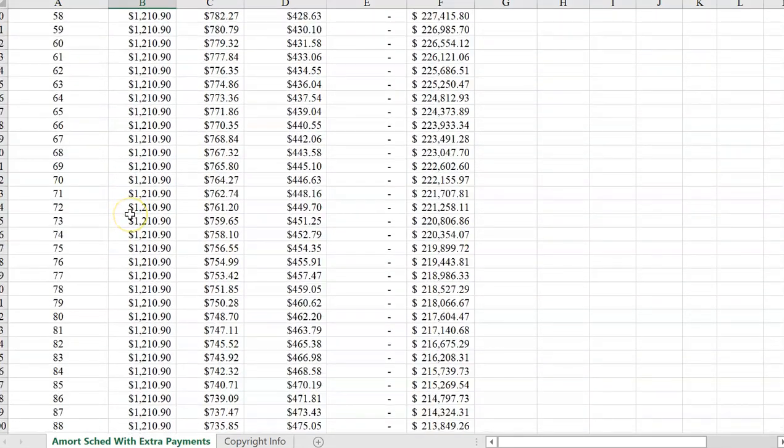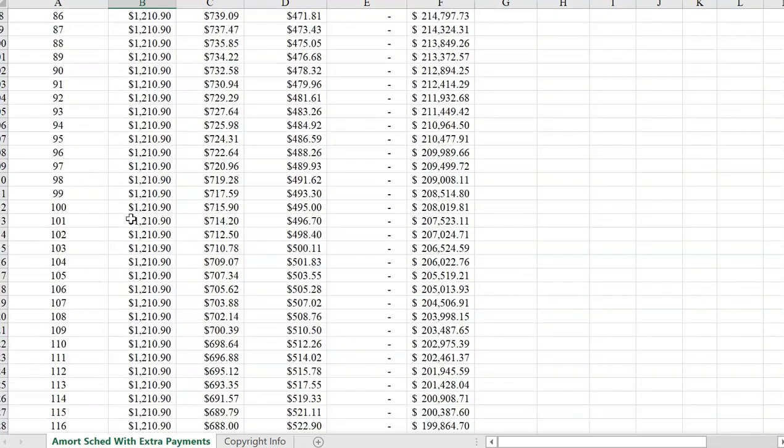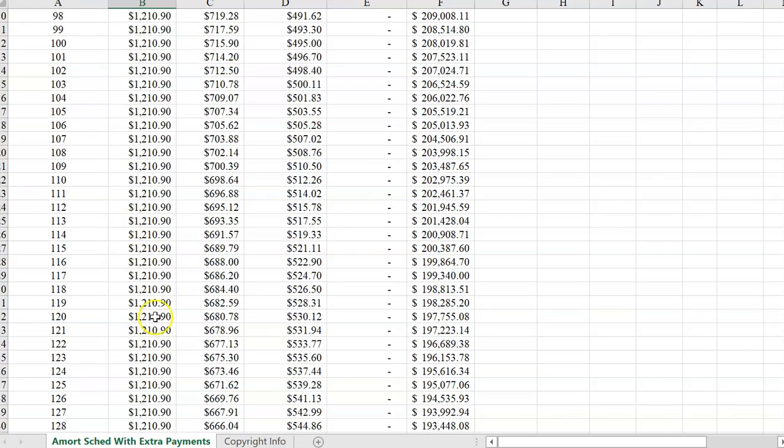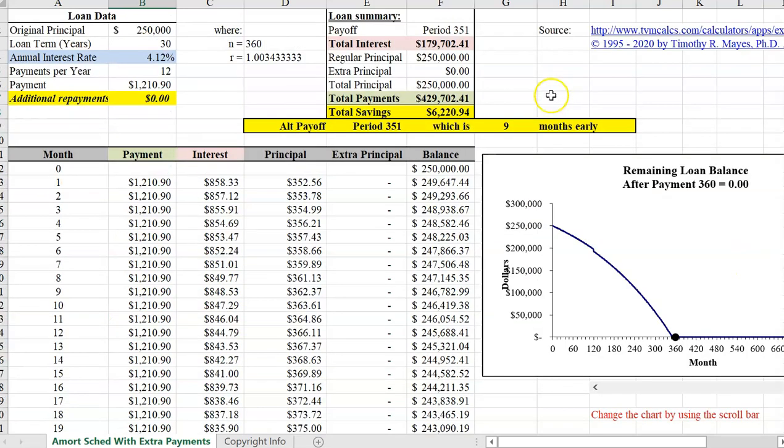Let's move down to changing it to the 120th. So hopefully you remembered to change the payment back at the 36th. Let's change this one. Let's check out what the loan summary says. Okay, so we've paid $179,702.41 interest, which saves us $6,220.94, and we pay the loan off 9 months earlier. You can see the dips move further along the graph as well.